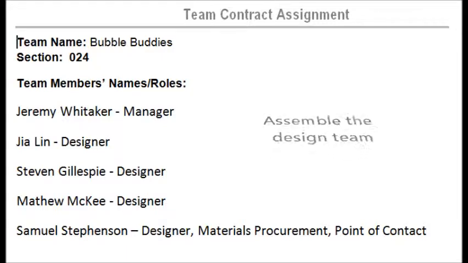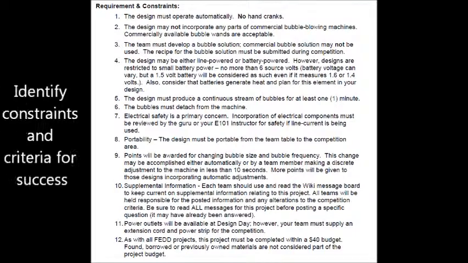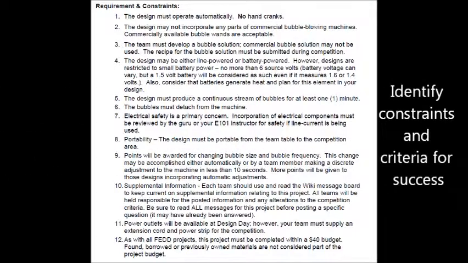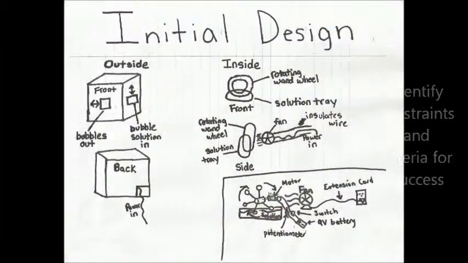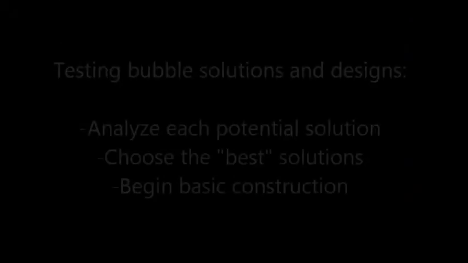We then identified the main constraints and criteria for the competition, of which our main concerns were the fact that we could use no more than 6 volts of battery power, we were limited to a $40 budget, and we must submit our own bubble solution with our recipe submitted to the judges. Afterwards, we began brainstorming solutions to the problem and started working on our basic designs.